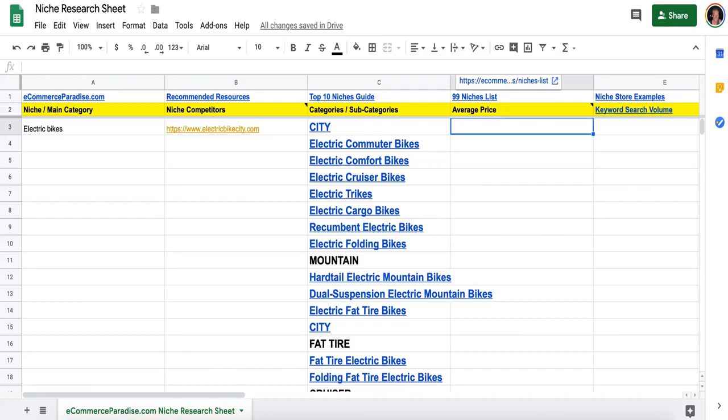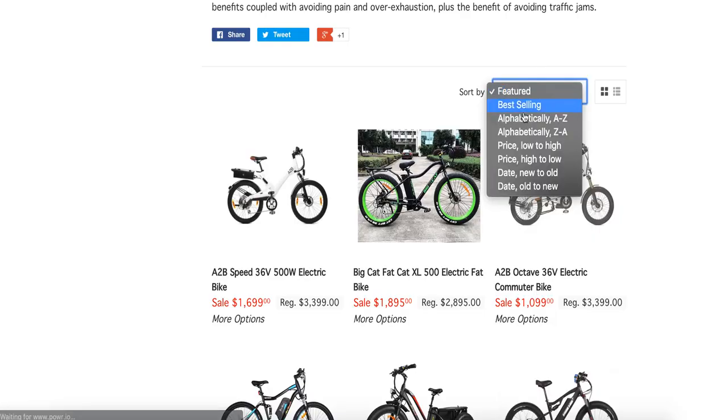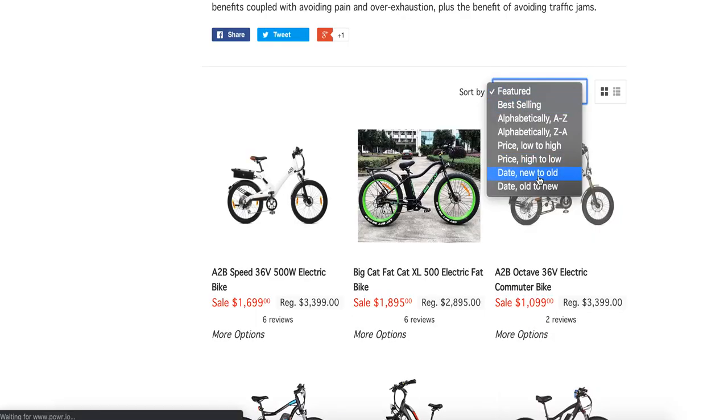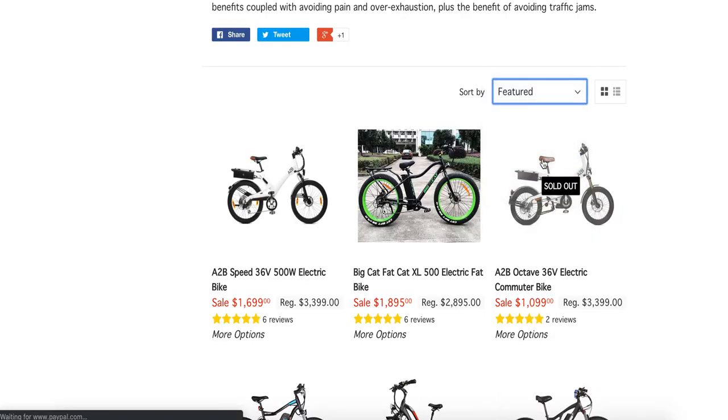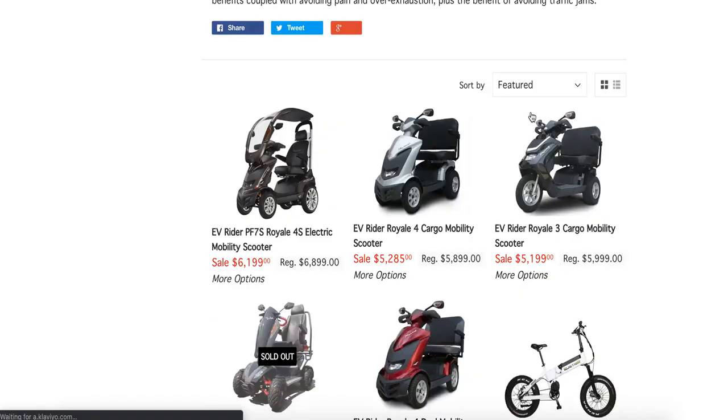So what we're going to do is pull up each of those collections, and we're going to go from price high to low and price low to high. Okay, and that'll give us our idea. Let's start on the low end.